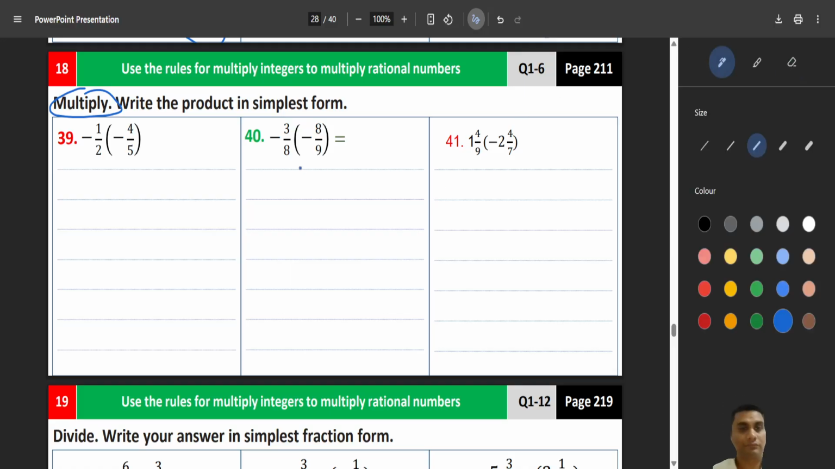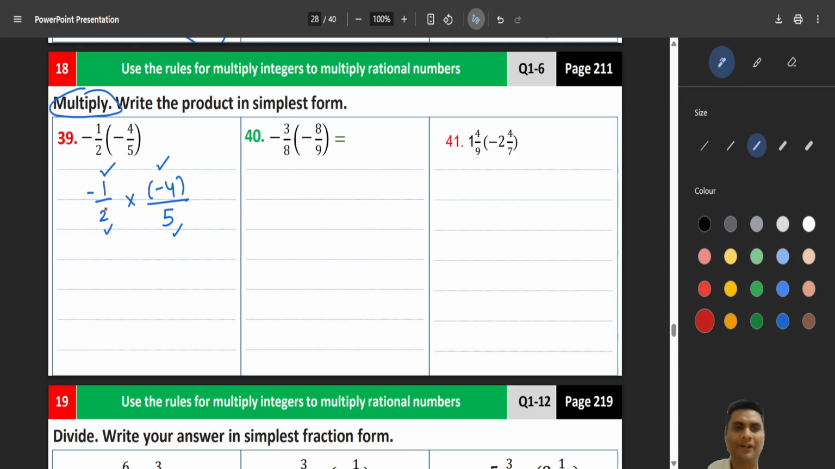Now, let's see. Minus 1 over 2 multiply minus 4 over 5. Before you multiply the number, see, you have to multiply the numerator with the numerator, up number with up number, and down number with down number, denominator by denominator. But before you multiply them, you can divide the upper number with the lower number.